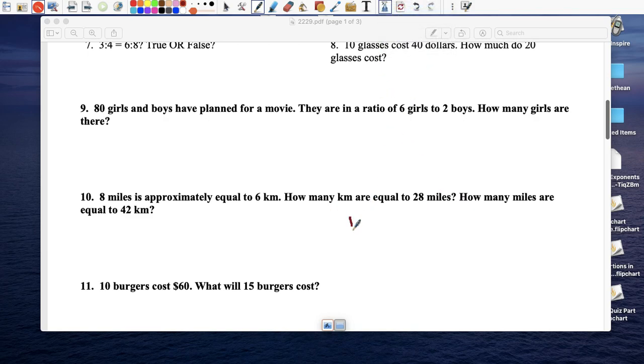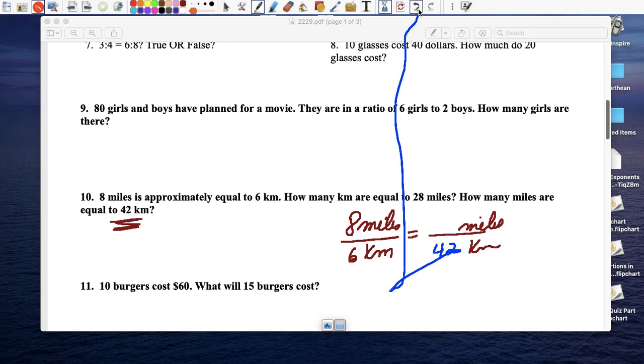Second question, again, 8 miles, 6 kilometers. We're going to write miles here and kilometers at the bottom. But the second question is 42 kilometers. So let's over here put 42. So you can cross multiply if you want, or you can do this. Times 7. Times 7. So 8 times 7 is 56. So our answer is 56 miles.